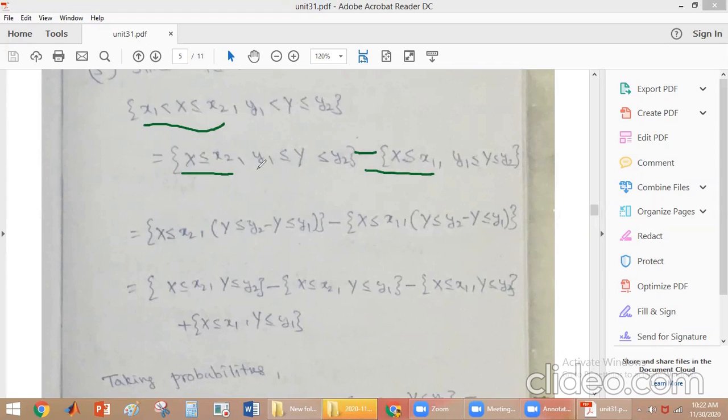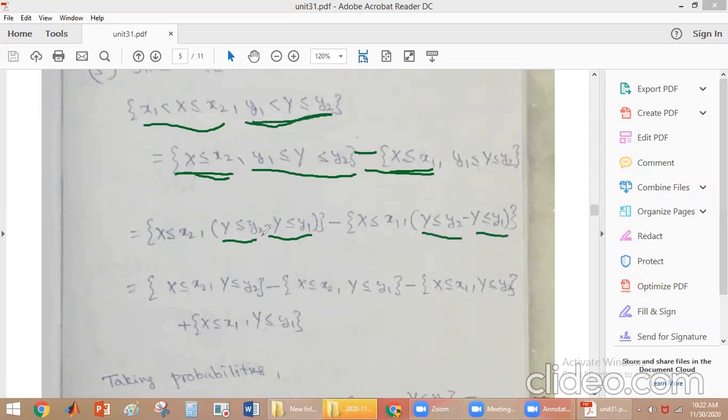Similarly, to get y1 less than y less than or equal to y2, how do we write it? We write it as y less than or equal to y2 minus y less than or equal to y1. So similarly, the y range can be obtained as y less than or equal to y2 minus y less than or equal to y1.